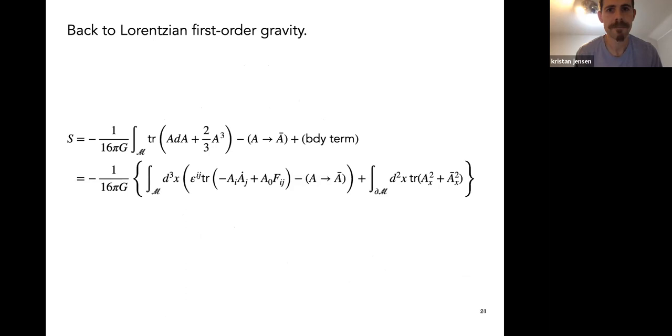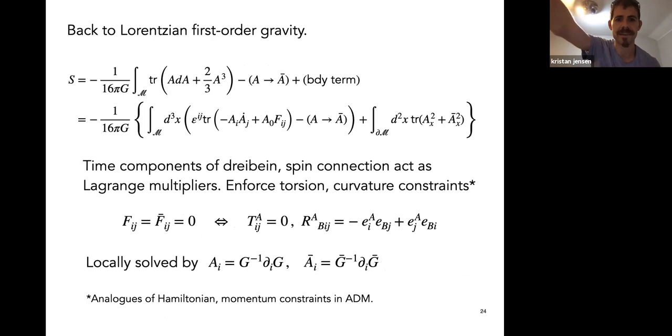What are the constraints? Well, if this was Chern-Simons theory, the constraint would be that the spatial field strength is zero. In terms of gravitational variables, that's really the condition that spatial torsion is zero and that spatial curvature is related to the spatial part of the dreibein. And the nice thing about phrasing things in terms of these linear combinations A and A bar is that you can actually solve the constraints exactly. If we were dealing with Chern-Simons gauge theory, it would just be the statement that the gauge field is locally flat. That's g inverse dg.